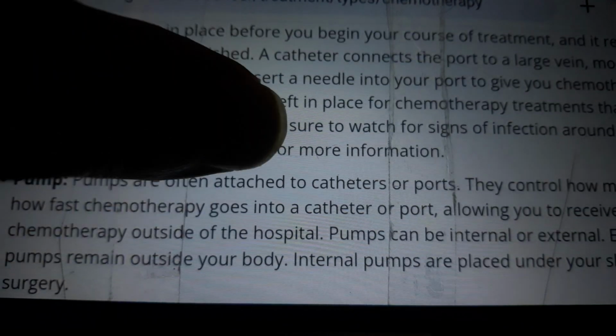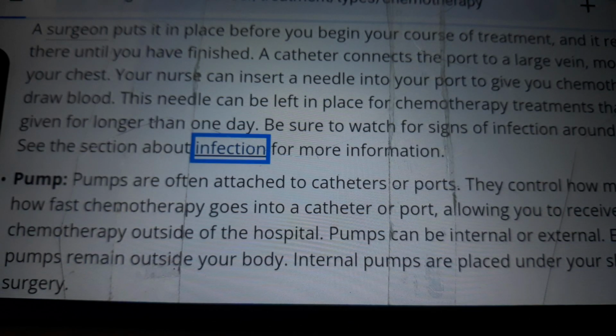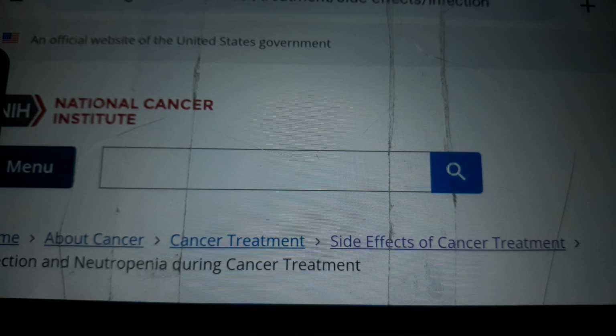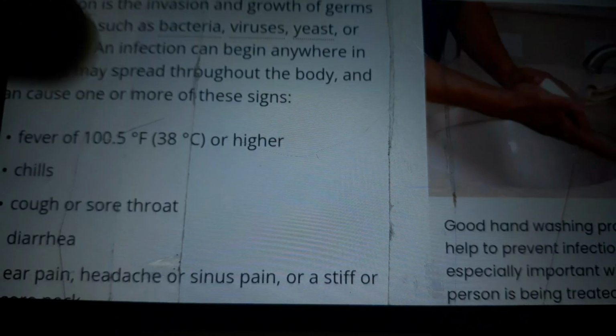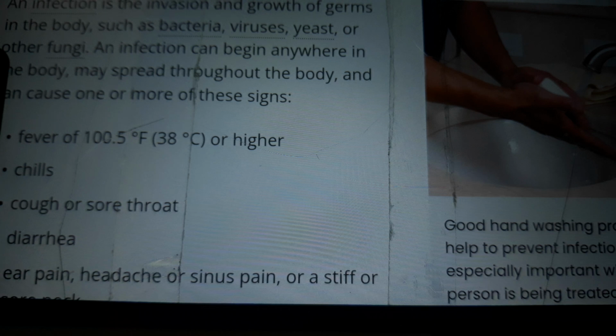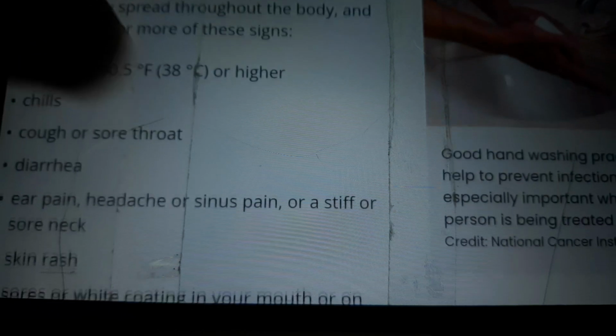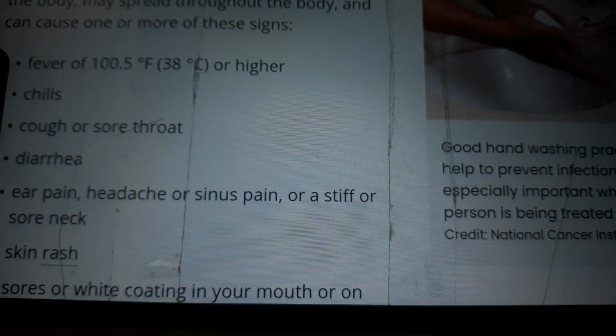Let's check on infection, on all these aspects that may arise around the port or the catheter. Infection and neutropenia during cancer treatment. An infection is the invasion and growth of germs in the body, such as bacteria, viruses, yeast, or fungi. An infection can begin anywhere in the body, may spread throughout the body, and can cause one or more of these signs.